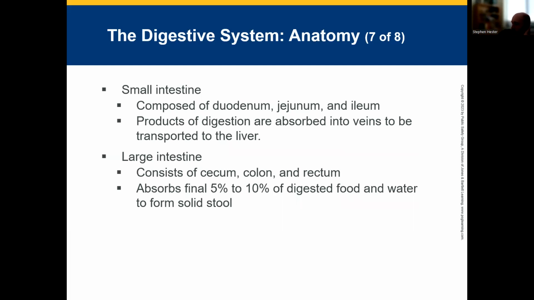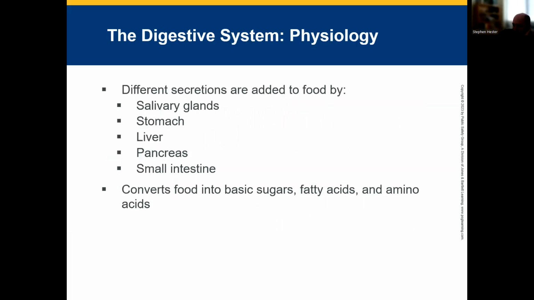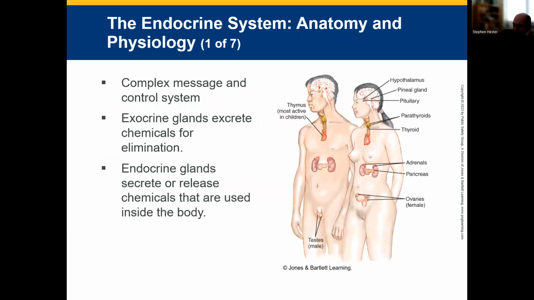Right, the small intestines, and then it goes down to the large intestines, and then down to the rectum where it goes out. There are all kinds of different secretions added to the food. It converts food into basic sugars, fatty acids, and amino acids.